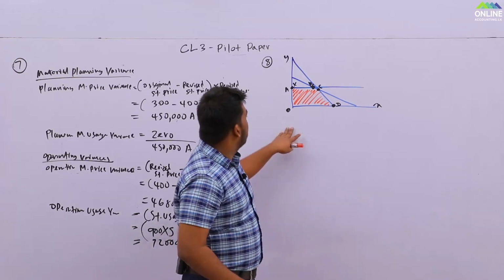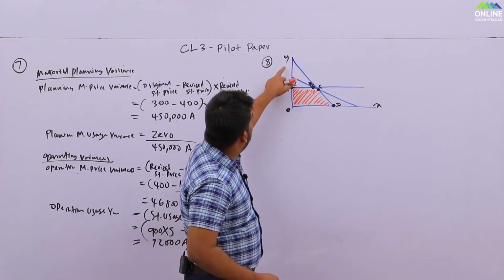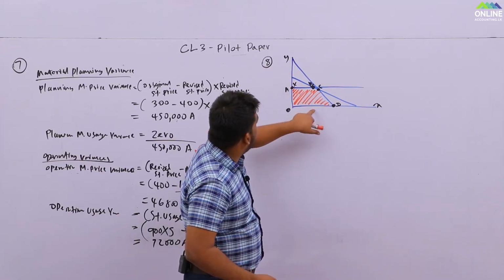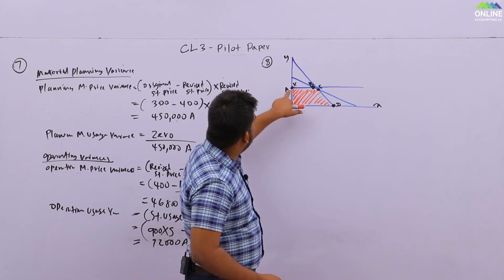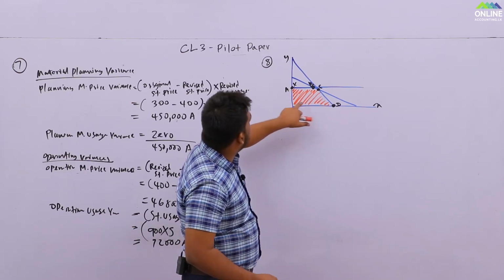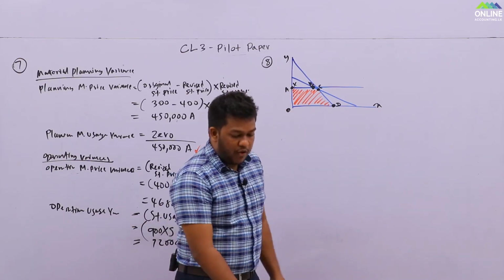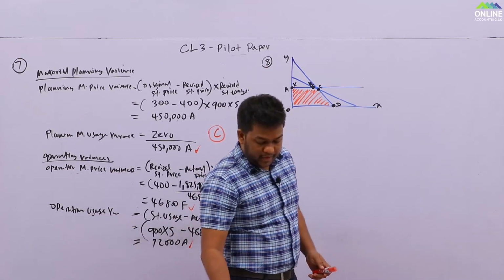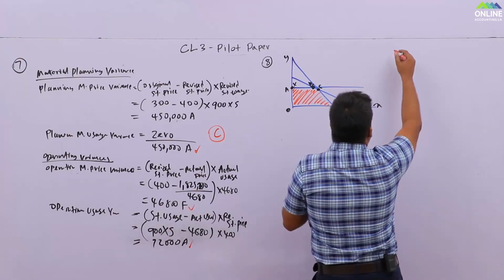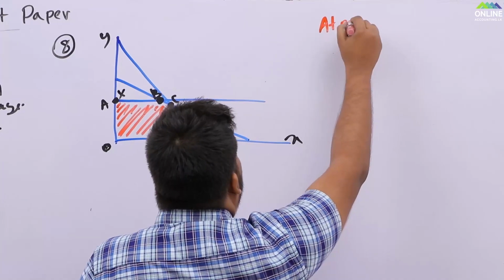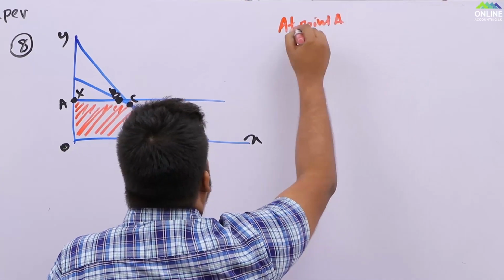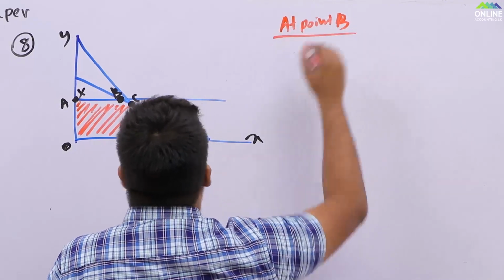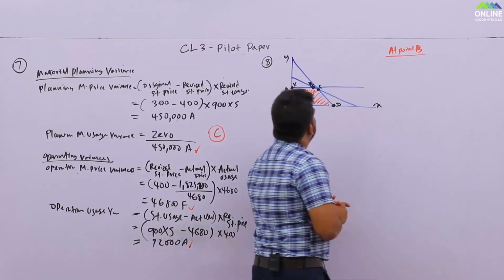So we have to find out how much of Y and how much of X is at point B. And at point C, how many Y and how many X. At point D, how many Y and how many X. So how will we do it? First, point A is already done, so let's start with point B.